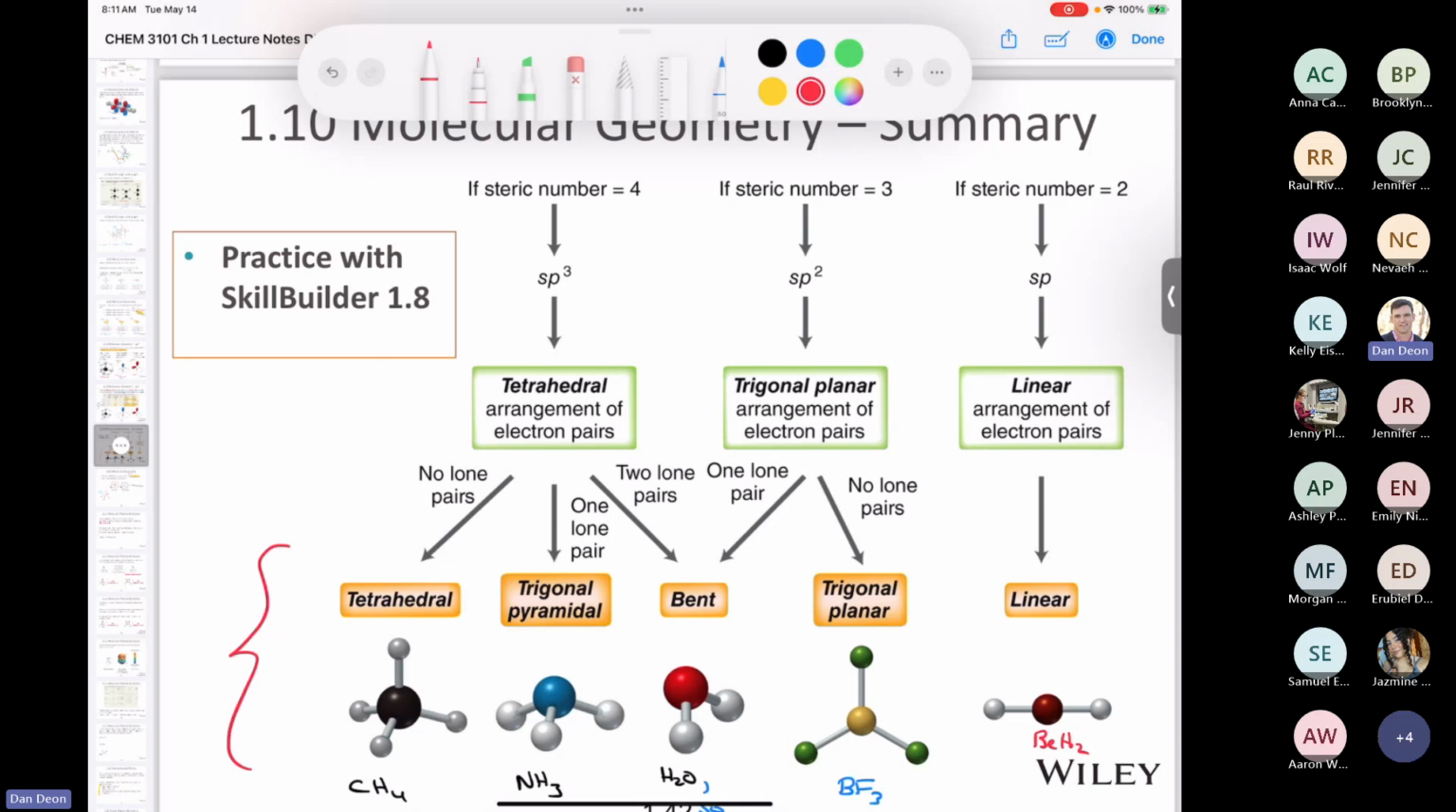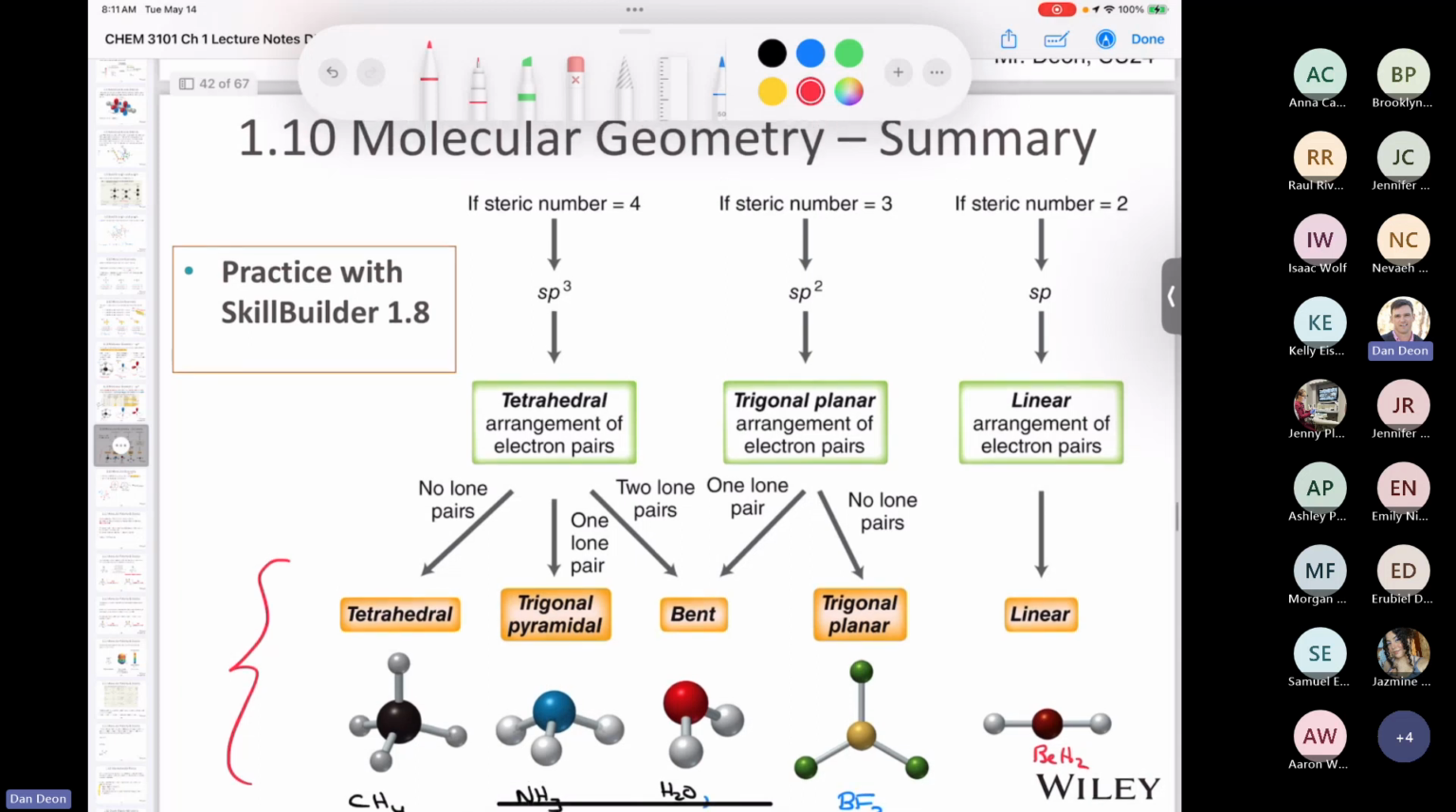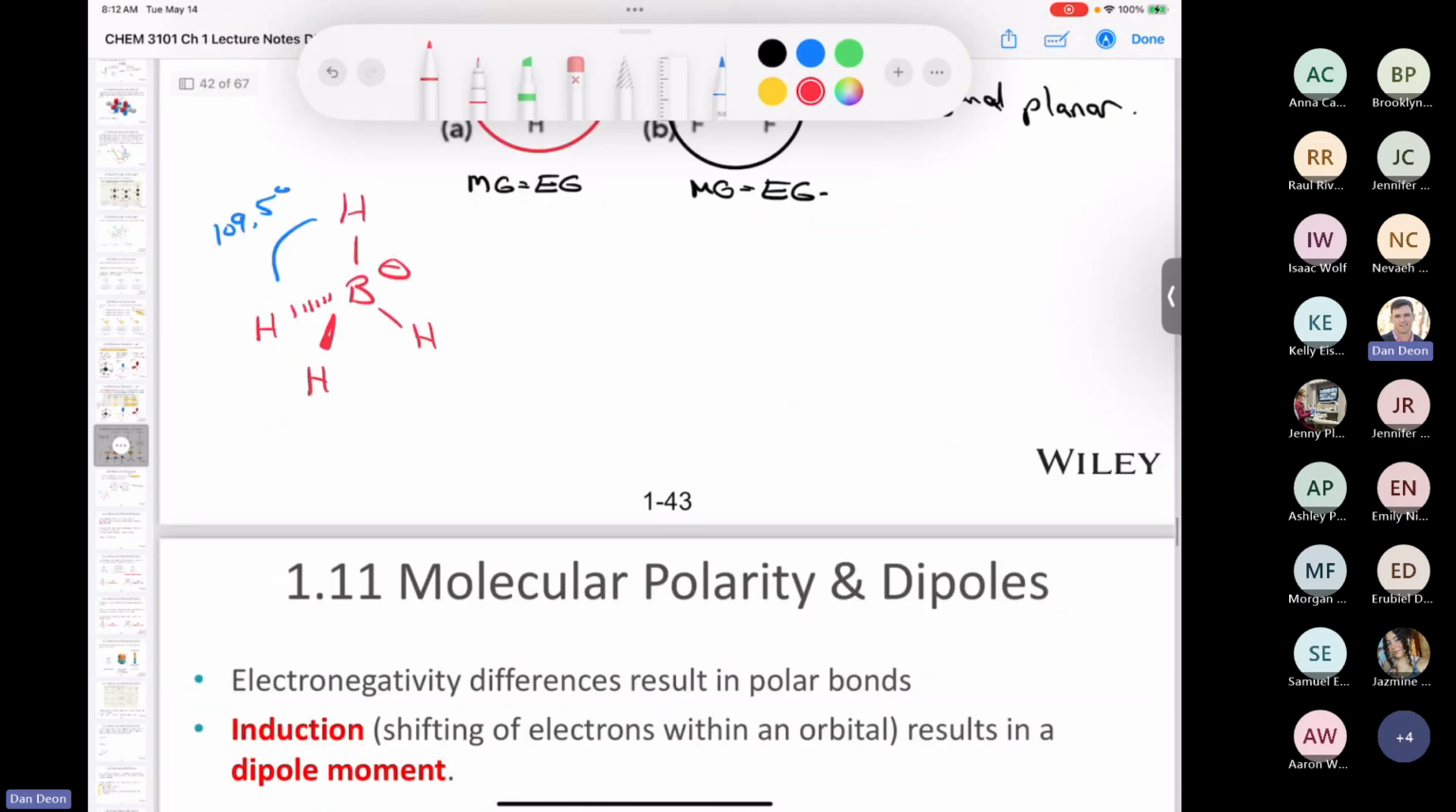So now what we're going to do is we're going to take the concepts of molecular geometry and we're going to add a little something to it. We're actually going to look at the bonds and we're going to say, is this bond polar, non-polar? If the bond is polar, we're going to draw the dipole, and then we're going to be able to determine whether the molecule is polar overall or non-polar. So let's get into that.